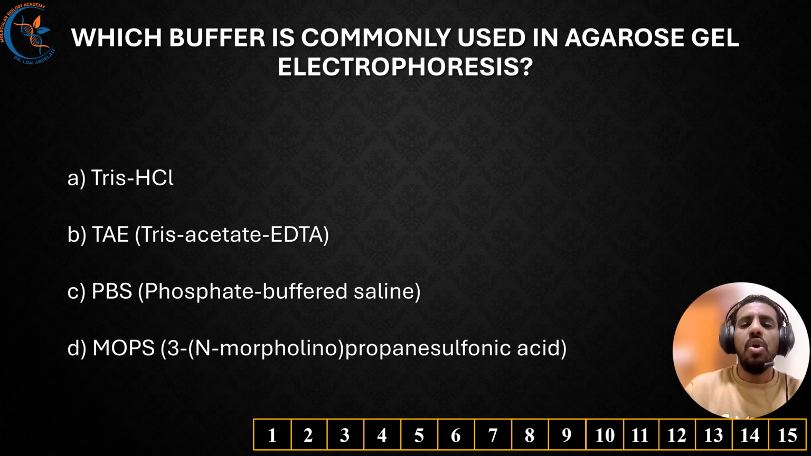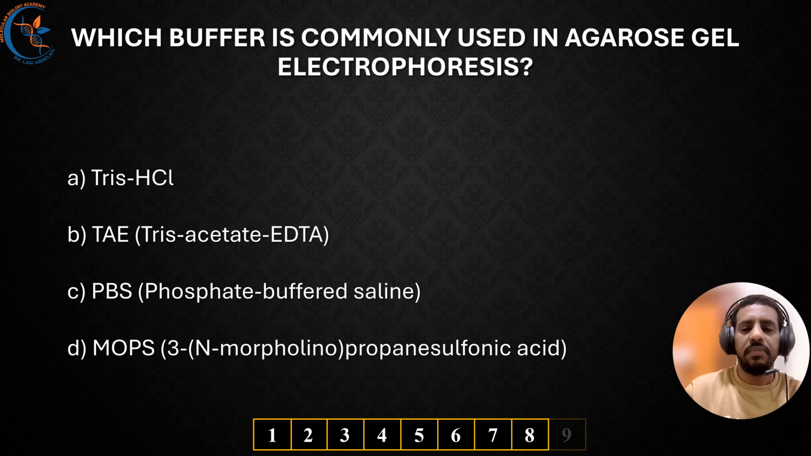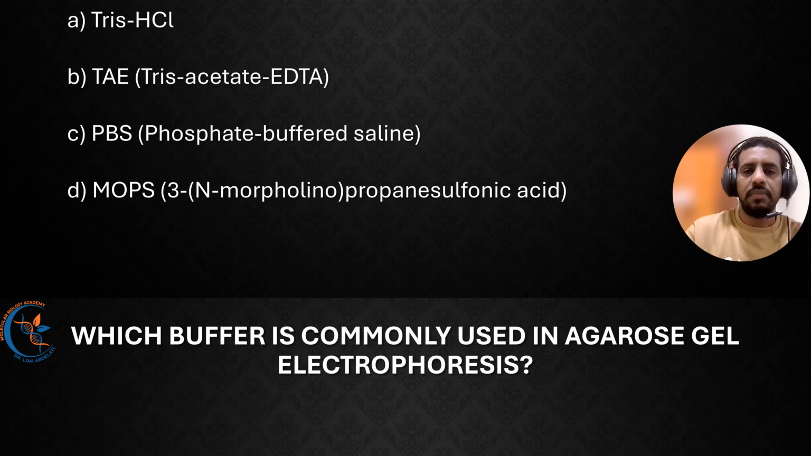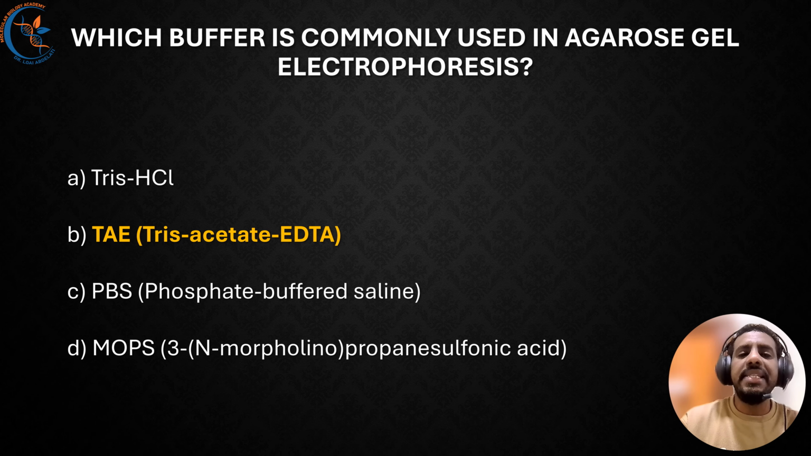Okay, the question here: which buffer is commonly used in agarose gel electrophoresis? The correct answer is TAE, or Tris-acetate-EDTA. All right. Actually, this buffer is commonly used in agarose gel electrophoresis to maintain the pH and ionic strength of the gel. Okay, let's move on.